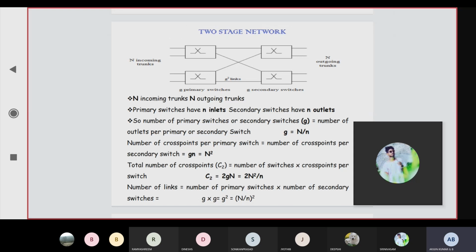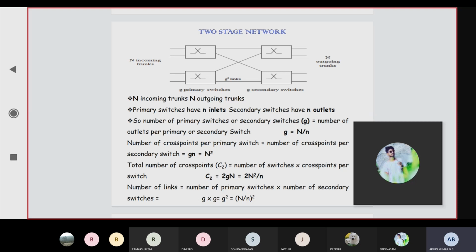Then the number of links. There is a number of primary switches and number of secondary switches. Multiply them, and we'll get how many links are available in this two-stage network. That is equal to g into g, that's g square. G is equal to what? N by n. Correct now? Totally we'll get n by n whole square. You can observe g is equal to n by n.